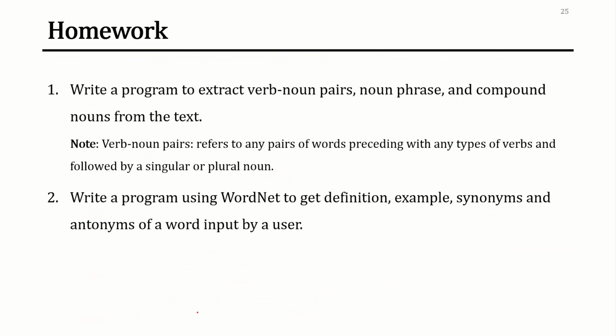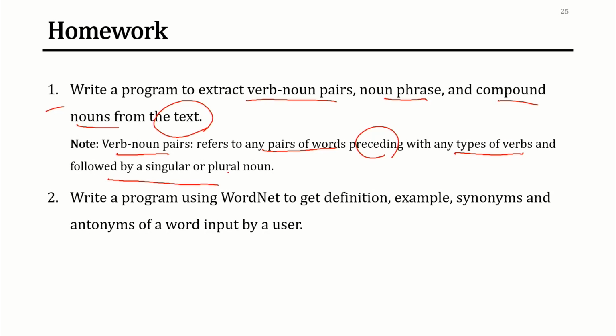Okay, so now we have homework. I hope you are doing fine so far. And to make everyone more sure about the lecture today, we have some homework for you. The first exercise is to write a program to extract verb-noun pairs, noun phrases, and compound nouns from text. The text here you can choose from your own examples. It can be obtained from the internet or from an article, for example. And note that when we say a verb-noun pair, it can refer to any pair of words where the noun is preceded by a verb. The verb here can be the base form, gerund, past tense, or some other verb forms. And the noun is followed by a noun, which is either a single or plural noun.